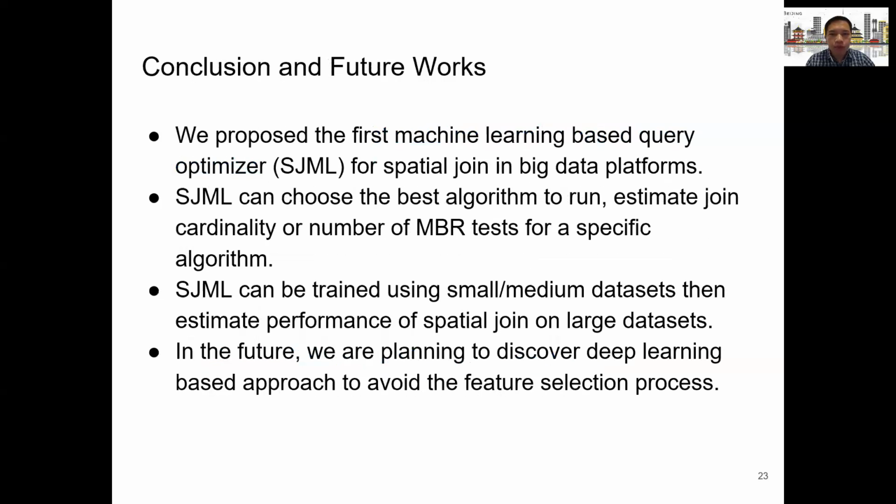In conclusion, we propose the first machine learning-based query optimizer for spatial join in big data platforms. SJML can choose the best algorithm to run, and estimate the join cardinality or number of MBR tests for a specific algorithm. SJML can be trained using small and medium datasets and estimate the performance of spatial join on large datasets. In the future, we are planning to explore a deep learning-based approach to avoid the feature selection process.